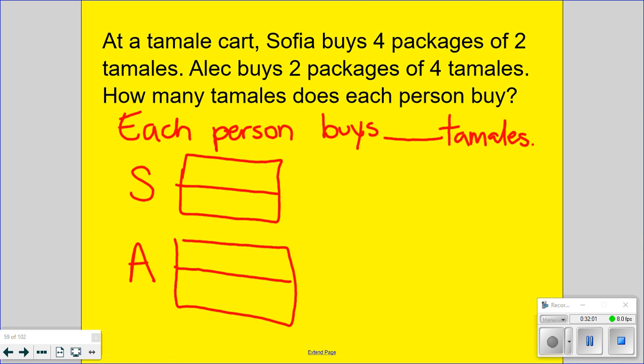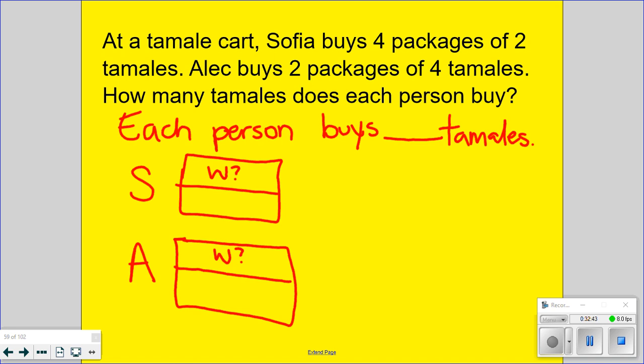Actually, what's the thing I'm counting again? Tamales. Does it say on my problem the total that Sophia bought? Nope. So question mark for you. What about Alec? Does it tell me the total Alec bought? Nope. Question mark for you too. It does tell us stuff. What stuff are we working with? Mackenzie, what's something it tells us? Sophia buys 4 packages of 2 tamales.